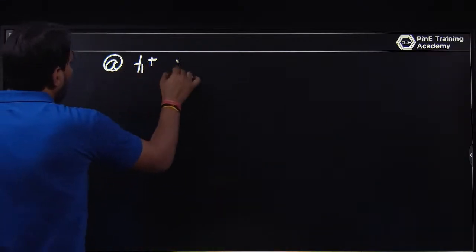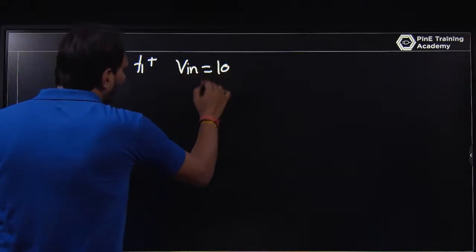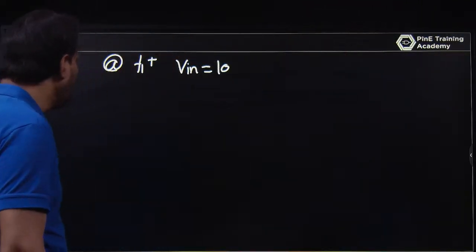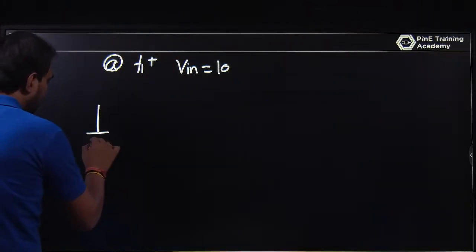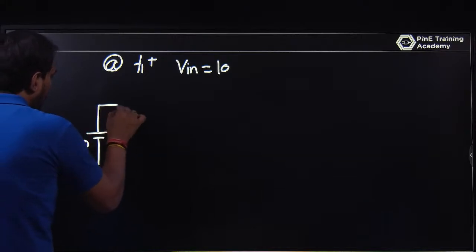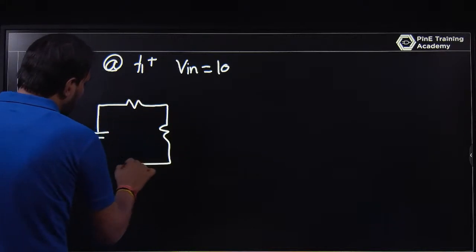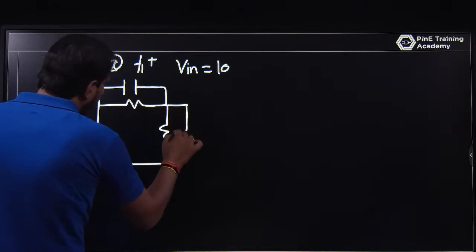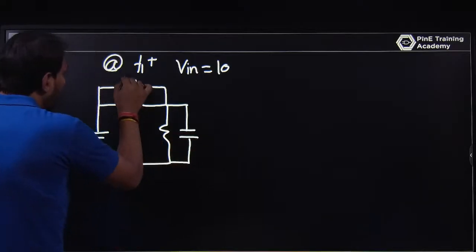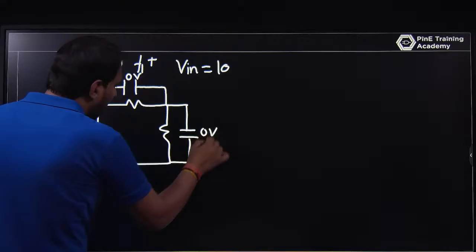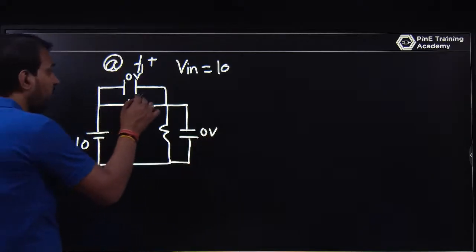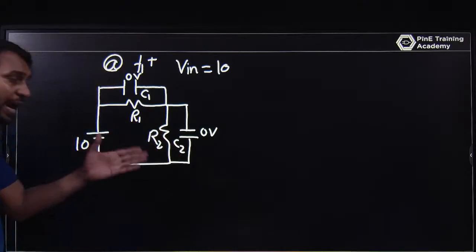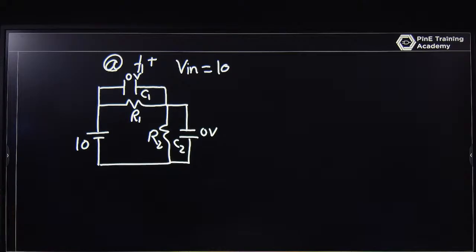At T1 plus, the input becomes 10 volt. This is a circuit that has a sudden change of 10 volt. You have a resistance, and you have a capacitor here, where the capacitor has an initial voltage of 0. As you know, a capacitor does not allow a sudden change of voltage, so it will try to remain the same.